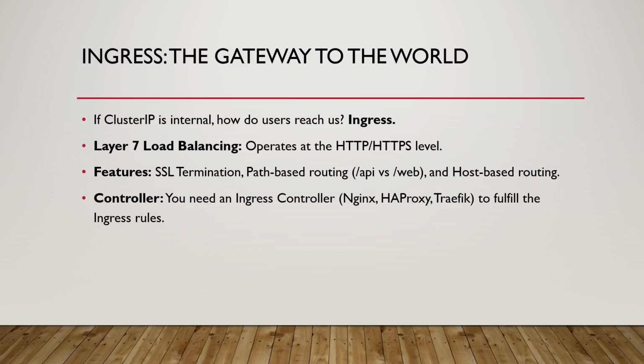The main features of ingress are SSL termination, path-based routing, where at separate paths we can send network traffic, so we can segregate traffic, and host-based routing. These are the main features. So how can we implement the ingress controller? Basically we use nginx, HAProxy, or Traefik to fulfill the ingress role.